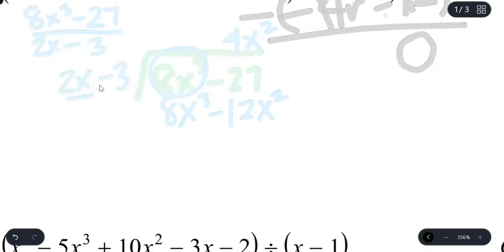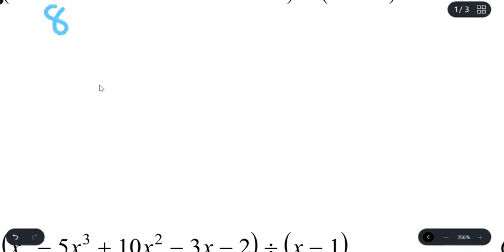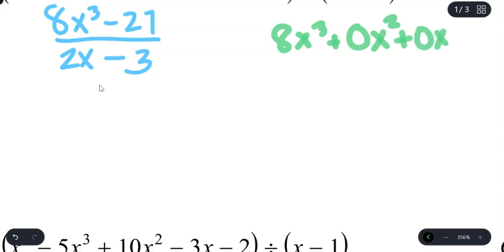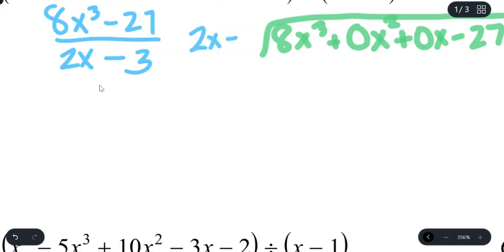I'm going to redo this. Sorry about the program being a little fussy. Again, we have 8x cubed minus 27 divided by 2x minus 3. Now, I'm going to rewrite this, but I can't leave those areas blank. You have to do placeholders. So I have to have 8x cubed. What do you put to have a placeholder? 0x squared. I have no x's, and I have a 27. So now I can do my division by 2x minus 3.